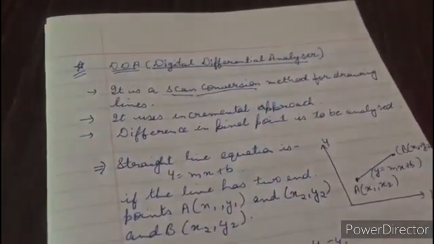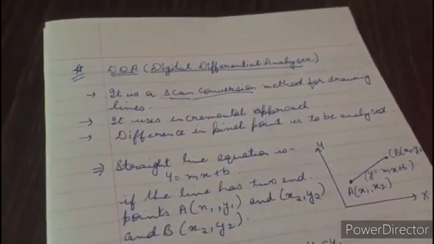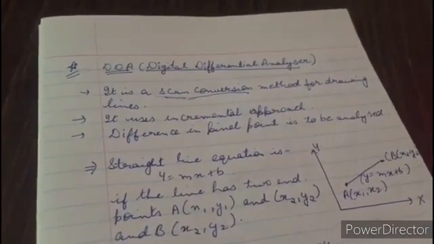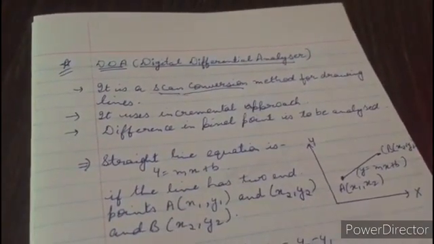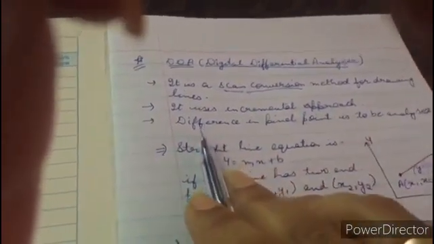It uses an incremental approach. The difference in pixel points is to be analyzed. When we are working on this point of the line, we should know the value of the previous point, right? So it means that it uses an incremental approach, because we are working in an incremental fashion. Clear? The third point is that the difference in pixel points is to be analyzed.